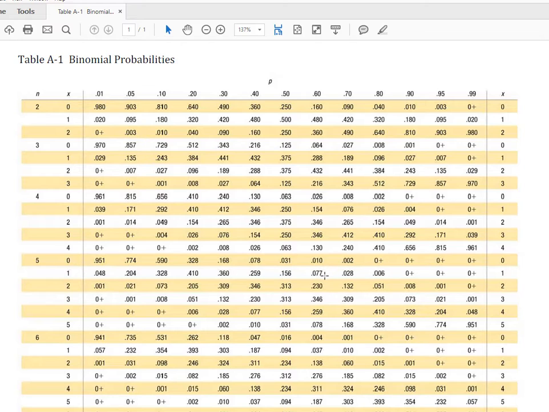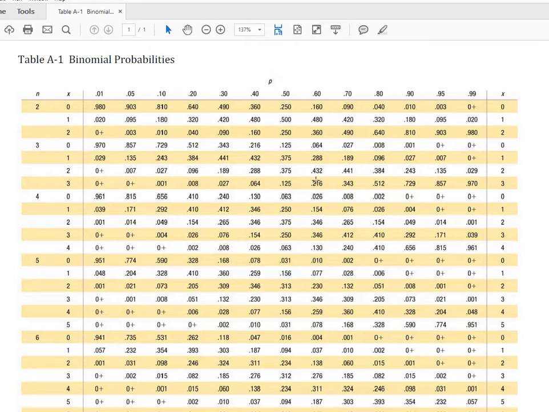I'm at 0.077. Now slide to the left. There's my 1. I started off with my fixed number of trials is 5. My specific number of successes for this problem was 1. And my probability is 0.6.